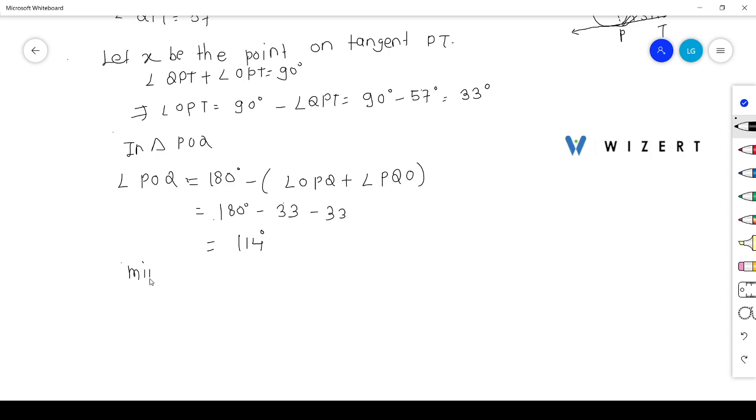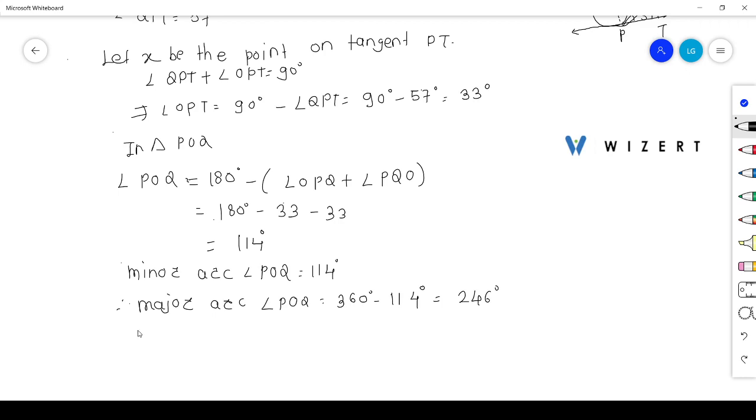And the minor arc angle POQ is here 114 degrees. Therefore the major arc angle POQ is 360 degrees minus the minor arc angle POQ, that is 114, which is 246 degrees.